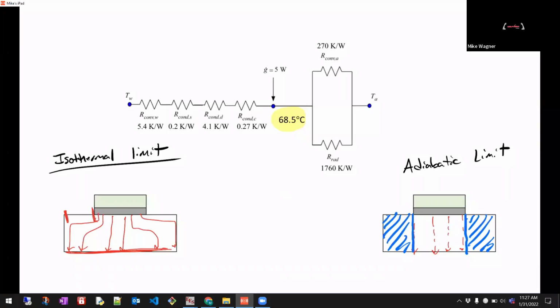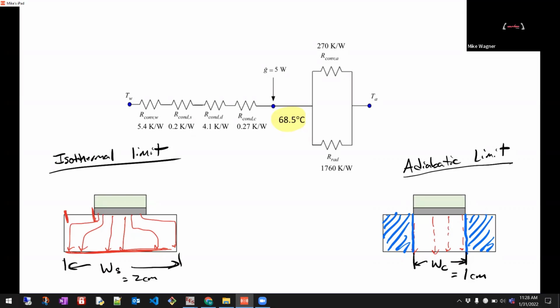All right, so the adiabatic limit now says when we're conducting, we only have available to us this width, which is WC. This width over here is WS. I believe WS was 2 centimeters, and this is 1 centimeter. So we only have a fraction of the area available to us for heat to actually flow through it, and the rest of it is not involved.